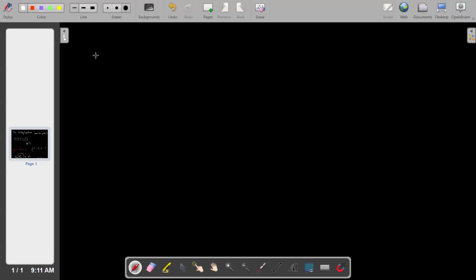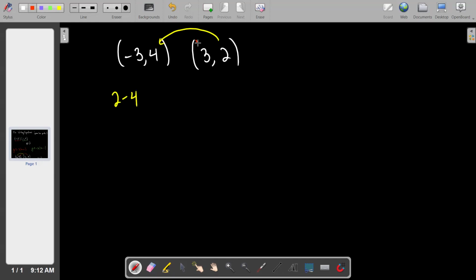So number 1 on the homework says that we are going through the points -3, 4 and 3, 2. So when I do my slope for those, I should have 2 minus 4. And for those, I should have 3 plus 3. And then I'm going to math it. 2 minus 4 is -2. And 3 plus 3 is +6. So the slope is negative overall, and you reduce it down to -1/3.